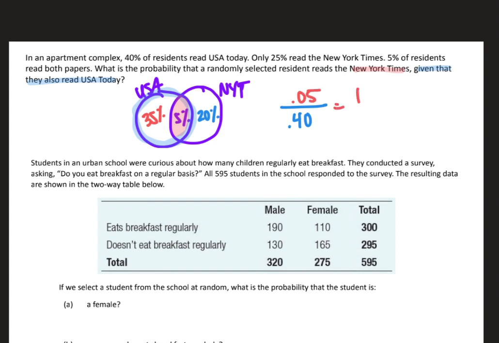So on top is the probability that they read both. So that's the probability of USA Today and the New York Times. And then the denominator is the given part, the probability that they read USA Today. So 0.05 divided by 0.40 is 0.125.